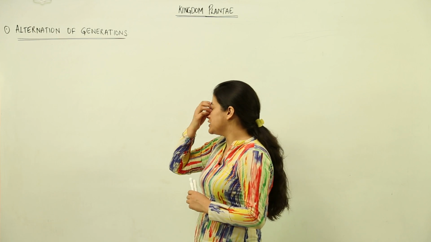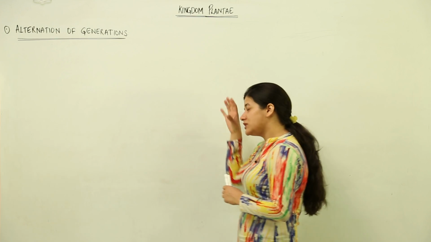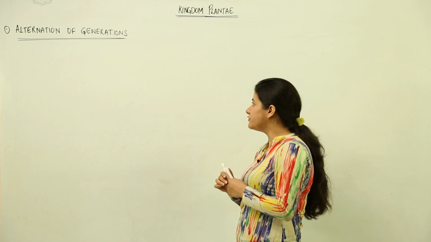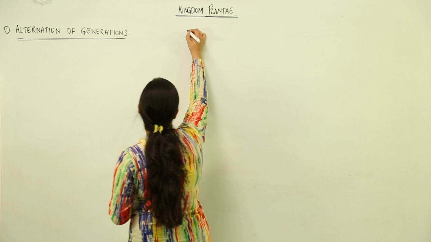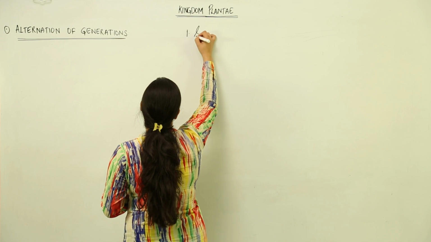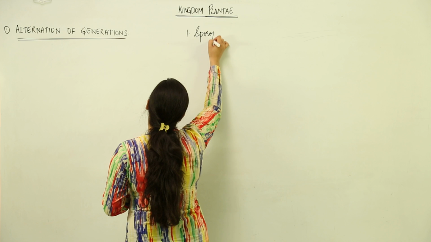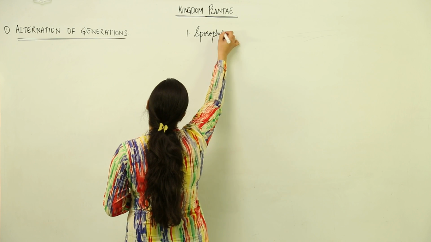In alternation of generations, before you understand what is hidden in this huge word, there are a few more terms that you need to understand. That is sporophyte and gametophyte.